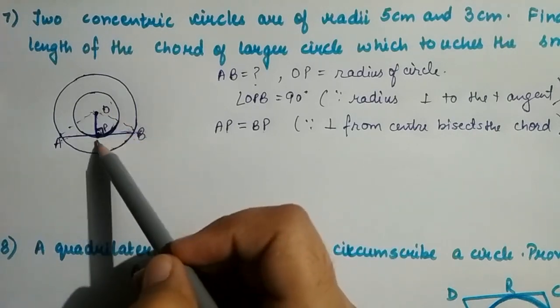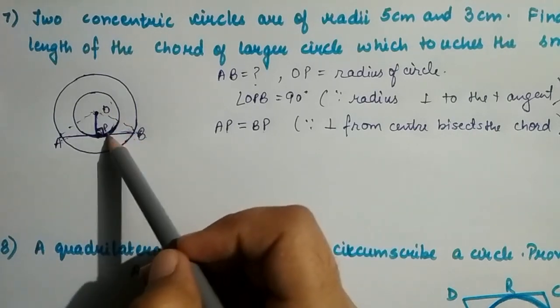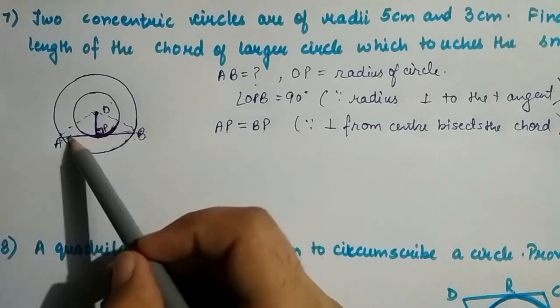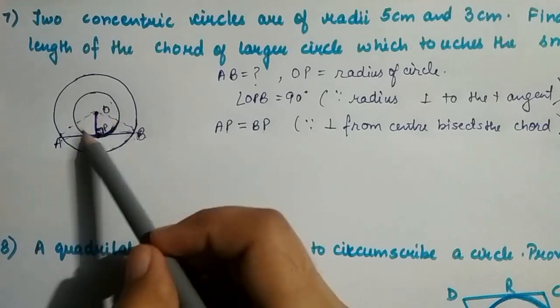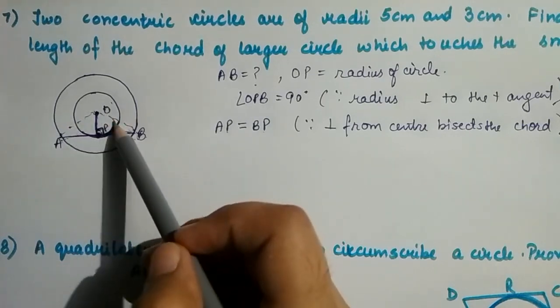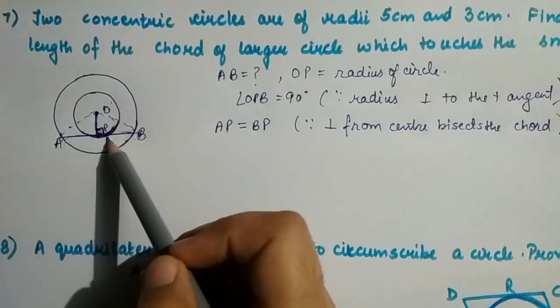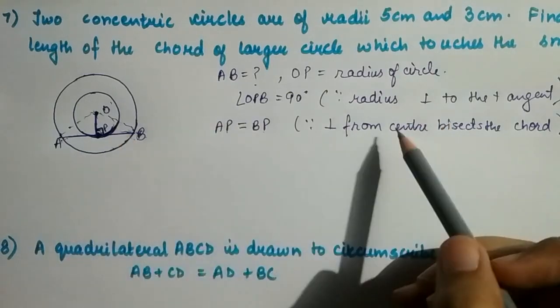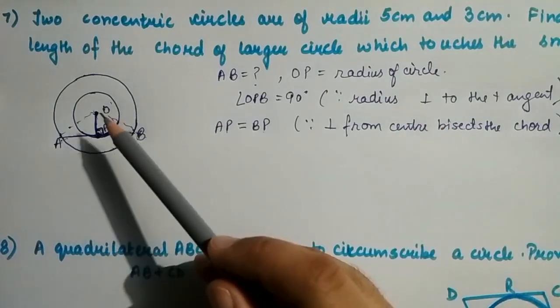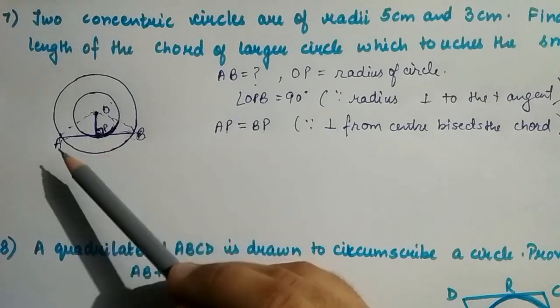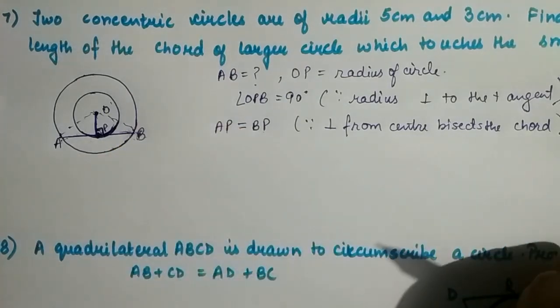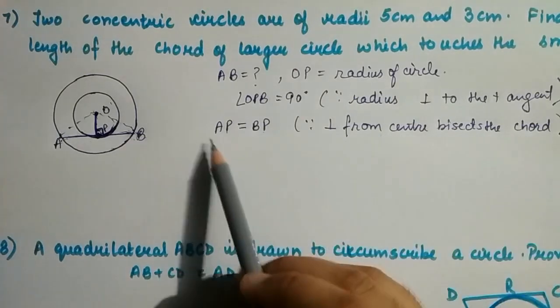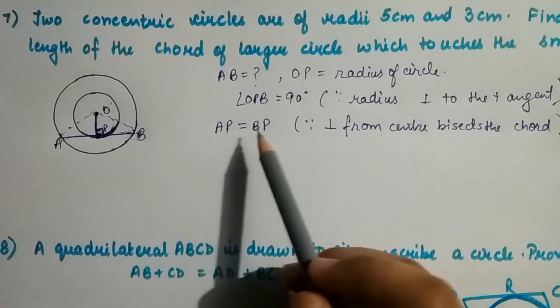OP is equal to OP, common. This angle is equal to this angle, 90 degrees, and OA is equal to OB, radii. So you will prove these two triangles congruent by RHS, and then by CPCT you can say AP is equal to BP. Or simply you can use the result that a perpendicular drawn from the center of the circle to the chord bisects the chord. So you can use either of the two ways. Both of them are correct. So I am using this one. Therefore AP is equal to BP.